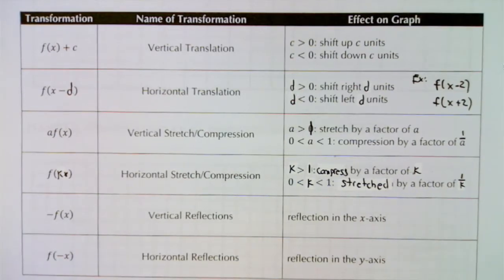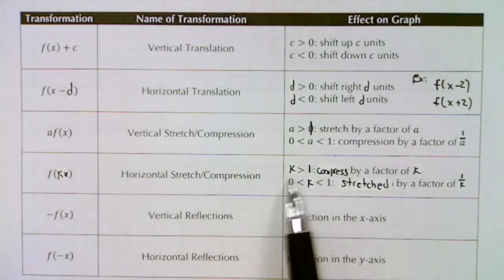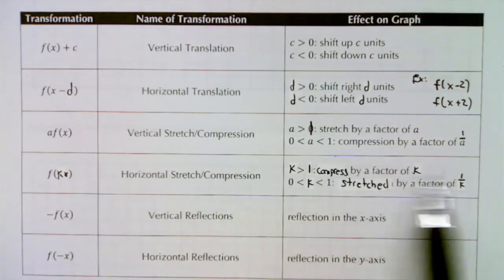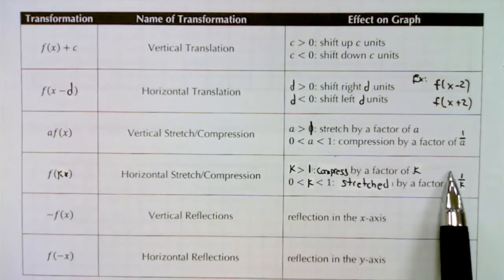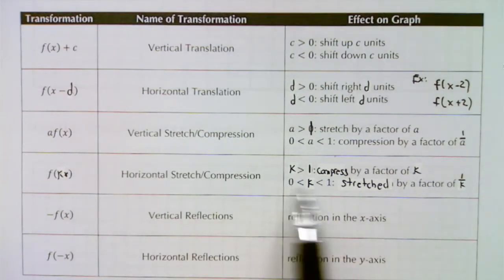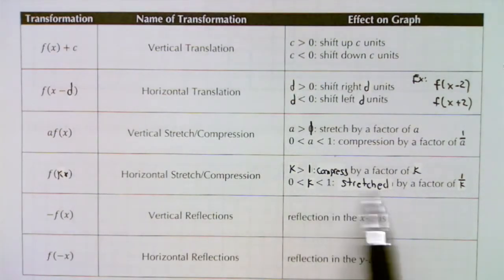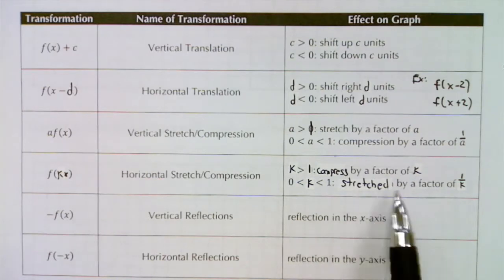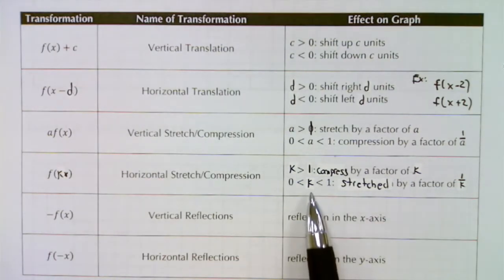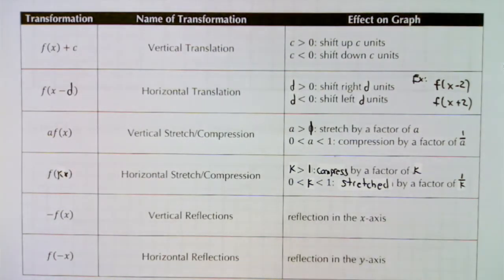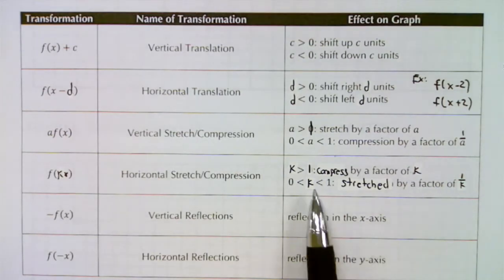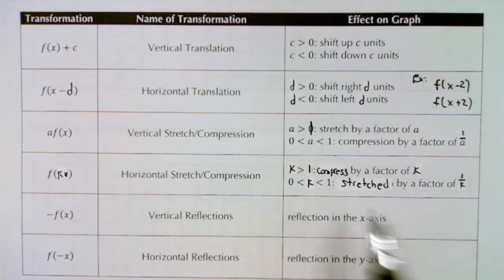K is your horizontal stretch or compression. If K is bigger than 1, we have compression. So if K is 2, we have compression by a factor of 2. If the value is between 0 and 1, it's a horizontal stretch. It's a stretch by a factor of 1 over K. So remember, if you have a fraction and you're saying stretch or compression, you need to flip it. So if we have K of a half, we would flip it, we'd get 2, and we'd say stretch by a factor of 2.